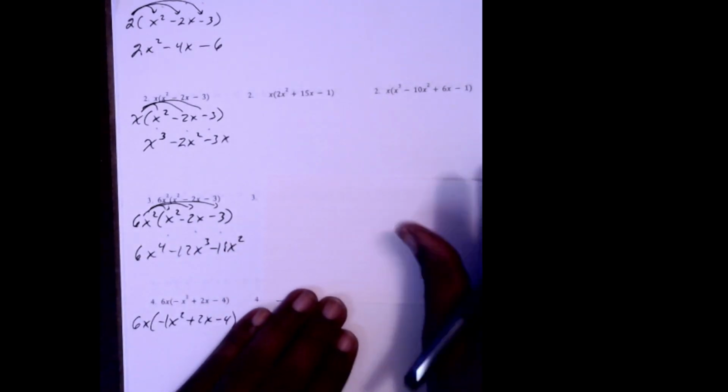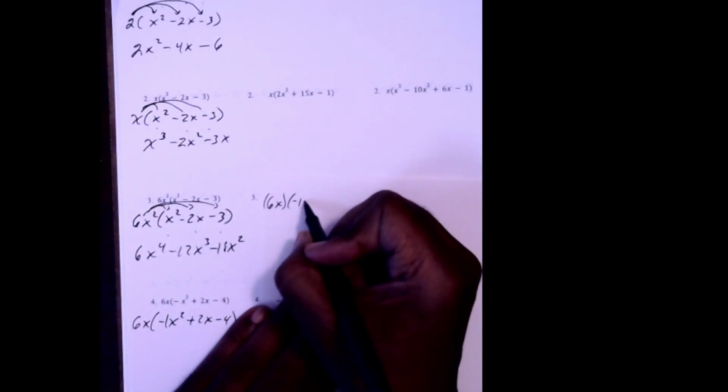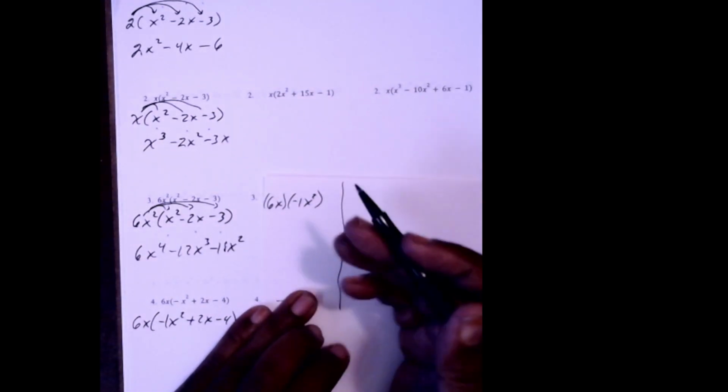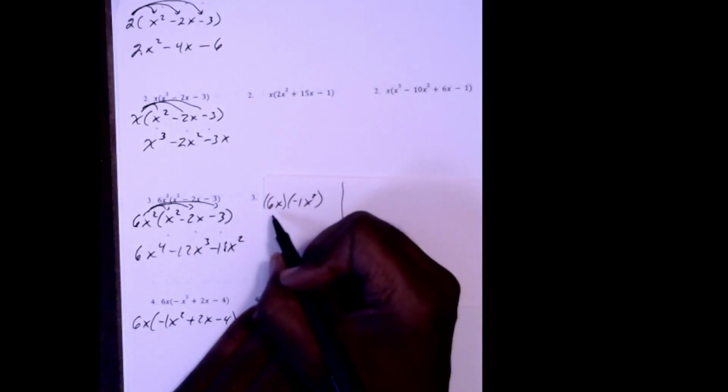Okay, lastly, we have a 6x multiplied with a negative x squared plus 2x minus 4. You notice there's a missing number here. There's a missing number here, so I can put an understood 1 there. It helps the process a little bit. So this is a 6x multiplied with a negative 1 x squared. For multiplication, because of the associative property, we can move around things.